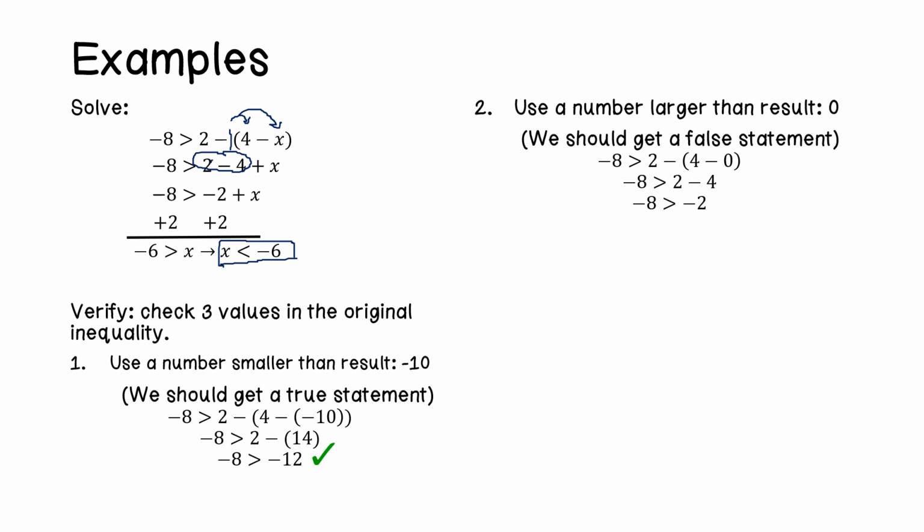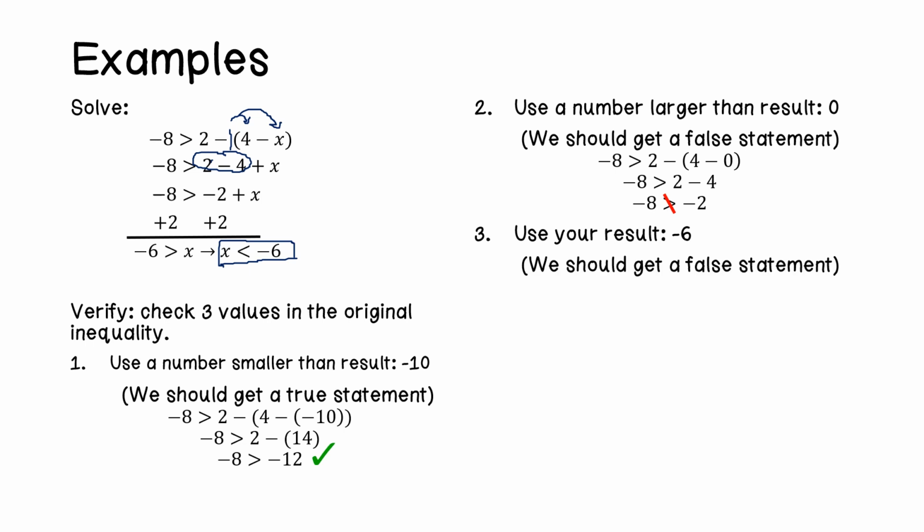And when we simplify, we get negative 8 is greater than negative 2, which is false, which is what we want. So we now have proven that anything less than negative 6 is in our solution set. Everything greater than negative 6 is not in our solution set. And now we need to look at negative 6 itself.